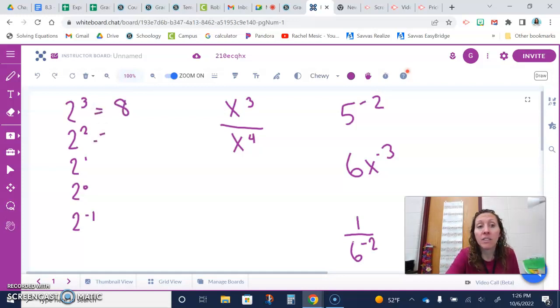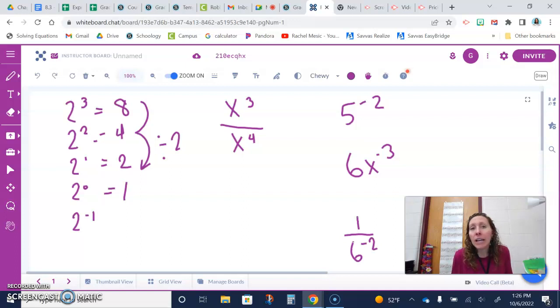2 squared is 4. 2 to the power of 1 is 2. And if we look at this pattern here, each time we go down, we are really dividing this by 2. So if we take 2 and divide it by 2, this is 1. That's silly. Anything to the power of 0 is 1.